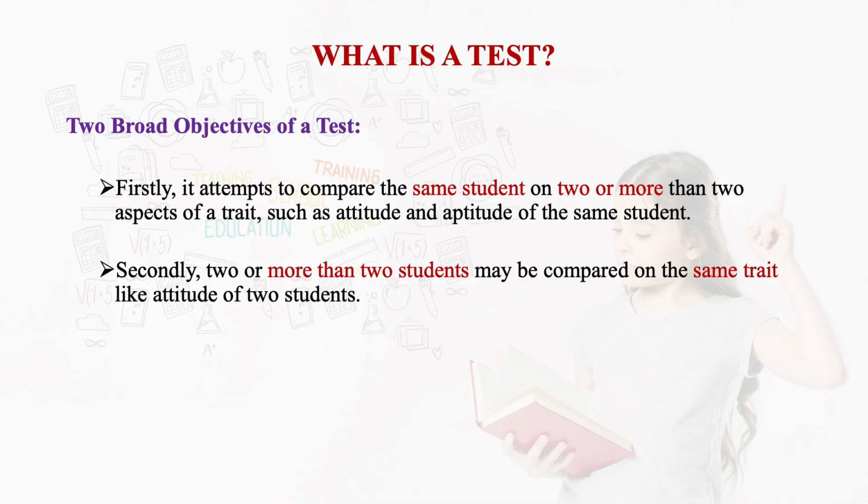So in result, you can say that the student X has secured this much score in science, has a positive attitude towards schooling or towards the teacher, and is having intelligence as well as other aspects also. So here, so far as the objective of a test is concerned, different variables, different tests can be measured upon the same student. And secondly, two or more than two students may be compared on the same trait, like the attitude of two students.